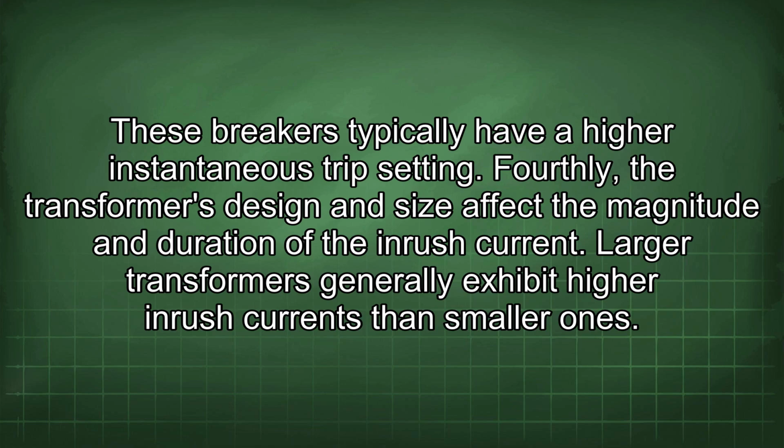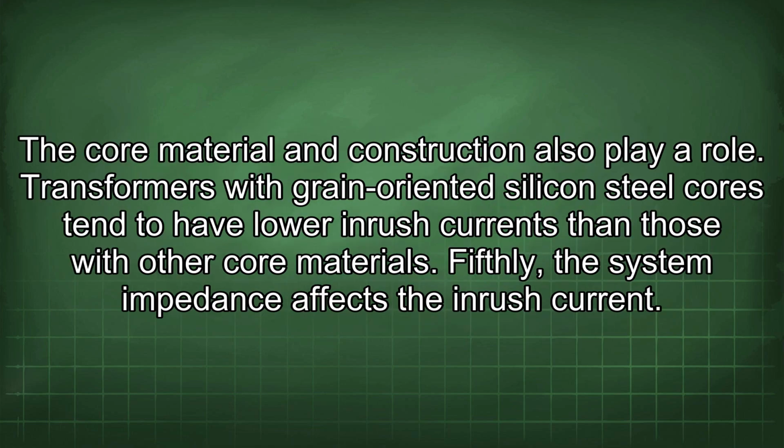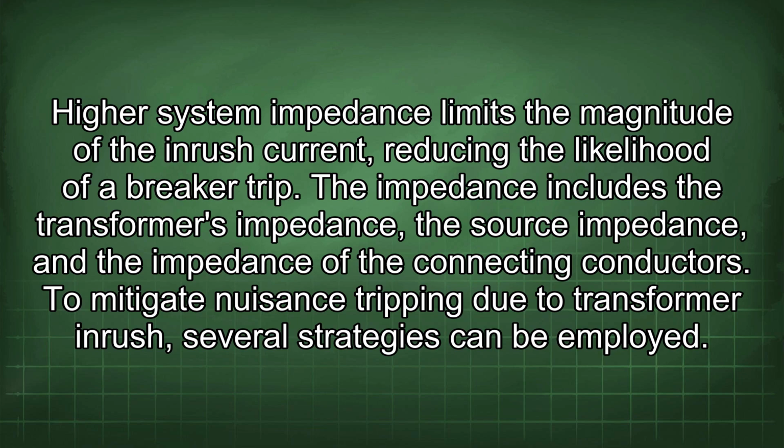Fourthly, the transformer's design and size affect the magnitude and duration of the inrush current. Larger transformers generally exhibit higher inrush currents than smaller ones. The core material and construction also play a role. Transformers with grain-oriented silicon steel cores tend to have lower inrush currents than those with other core materials. Fifthly, the system impedance affects the inrush current. Higher system impedance limits the magnitude of the inrush current, reducing the likelihood of a breaker trip. The impedance includes the transformer's impedance, the source impedance, and the impedance of the connecting conductors.